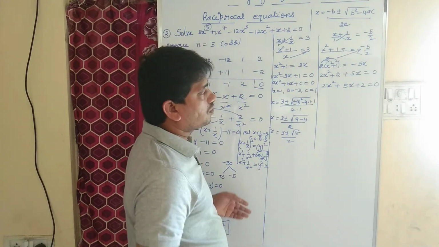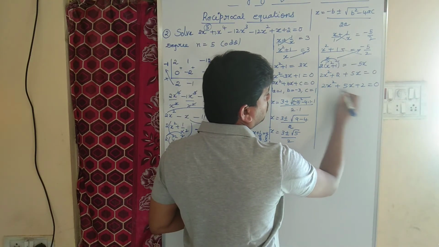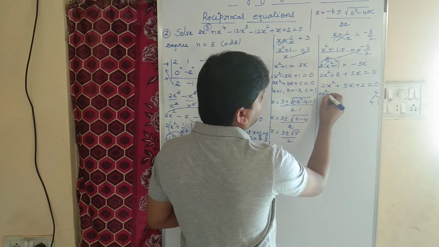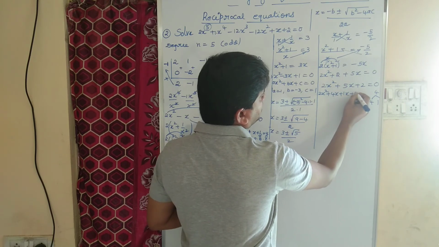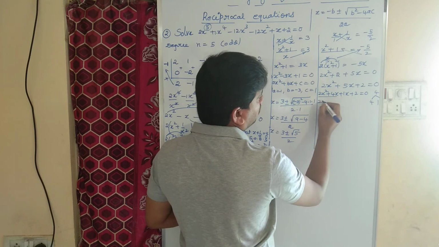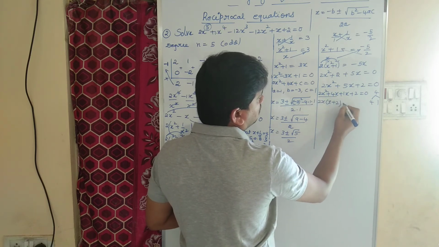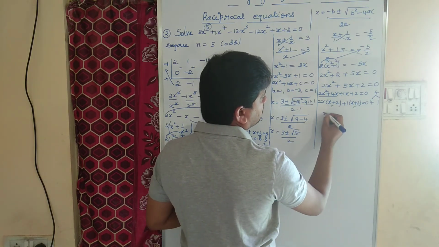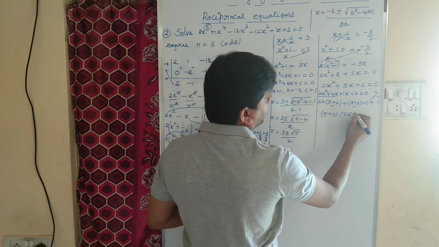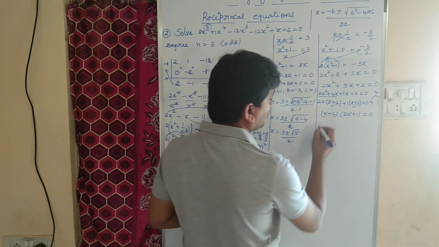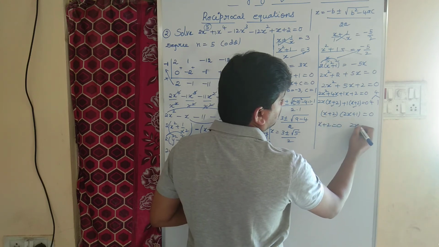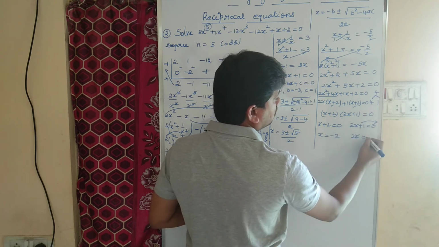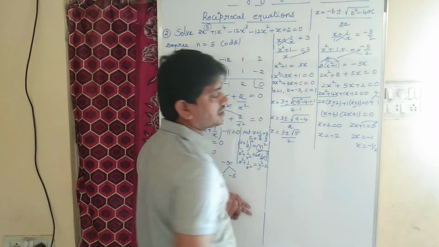Here we can find the roots by using factorization, because 2 into 2 is 4. Factors of 4 are 4 and 1. So 2x square plus 4x plus 1x plus 2 equal to 0. If I take 2x as common, x plus 2. If I take 1 as common, x plus 2 equal to 0. Again, if I take x plus 2 as common, I will get 2x plus 1 equal to 0. So x plus 2 equal to 0, 2x plus 1 equal to 0. X equal to minus 2, 2x equal to minus 1, x equal to minus 1 by 2.